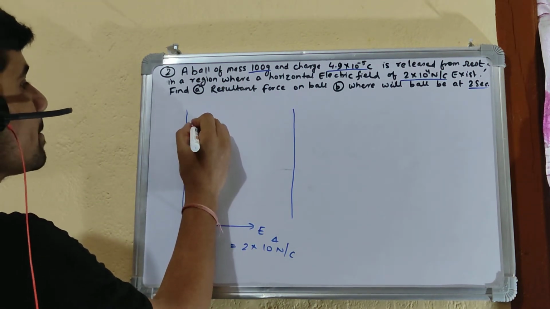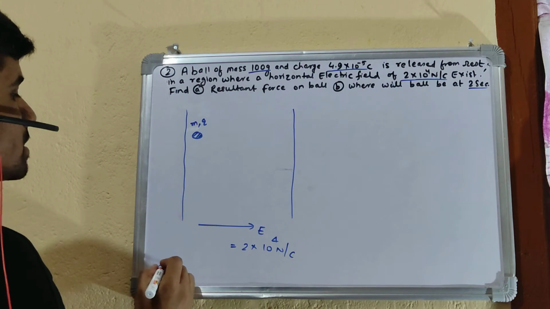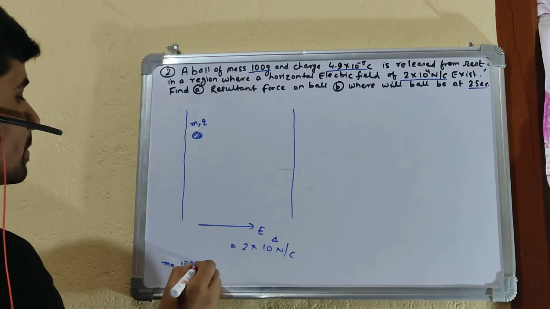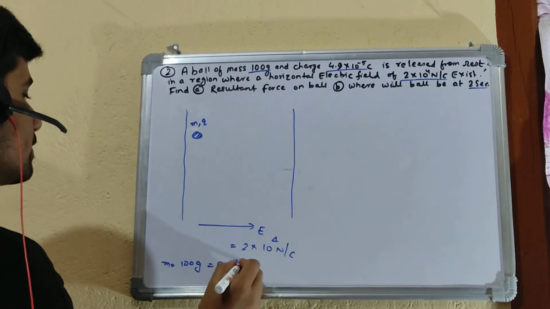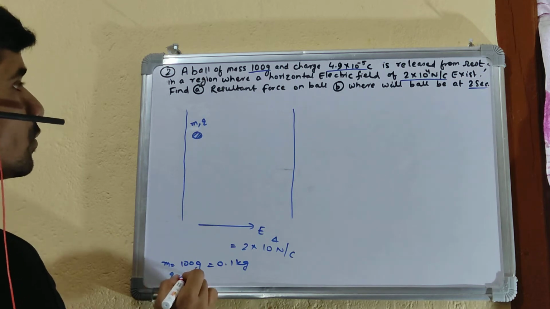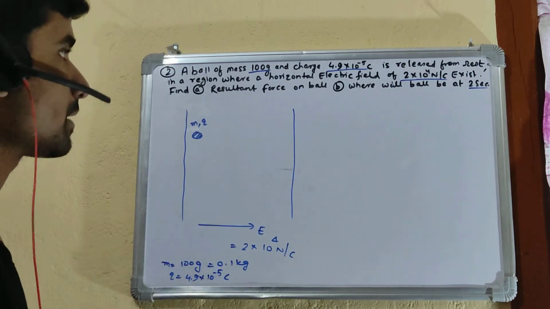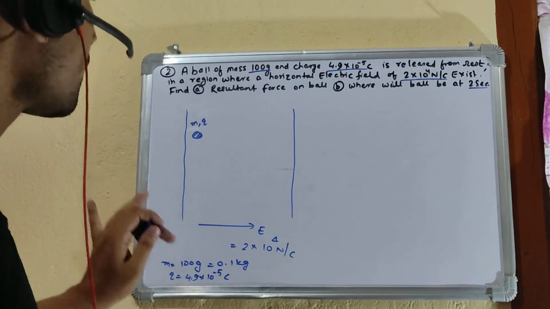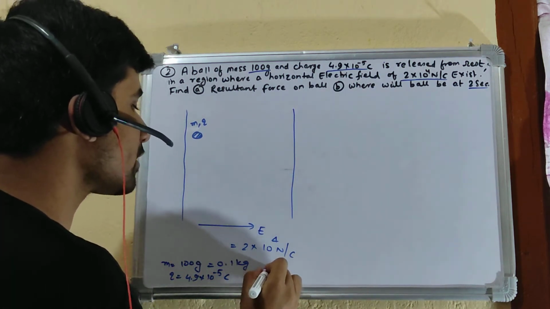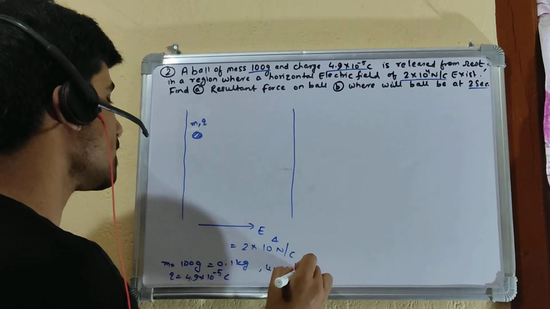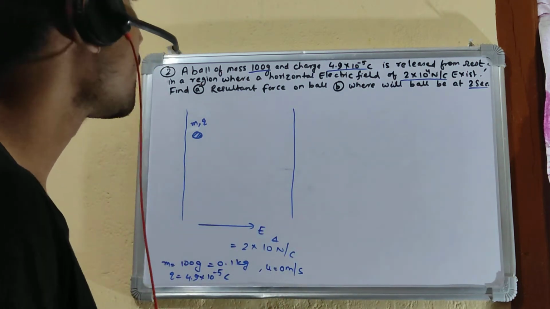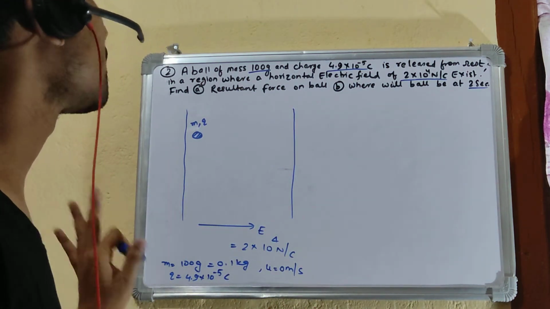This has a mass m, charge q. m is 100 gram, which is 0.1 kg. Charge is 4.9 into 10 to the power minus 5 coulomb, right? And it is released from rest. So I can also write the initial velocity is nothing but 0 meter per second, u equal to 0 meter per second. These are the given information to us, right?